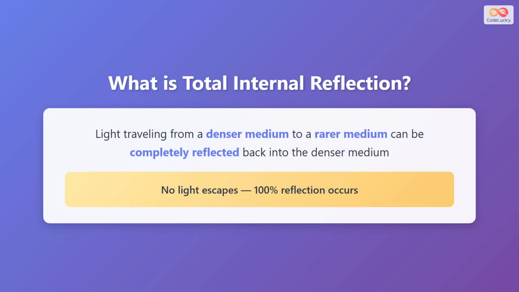Total internal reflection is a special optical phenomenon where light traveling from a denser medium to a rarer medium gets completely reflected back into the denser medium. What makes this remarkable is that 100% of the light is reflected, meaning no light escapes or passes through to the other side. This is different from regular reflection, where only some light bounces back.